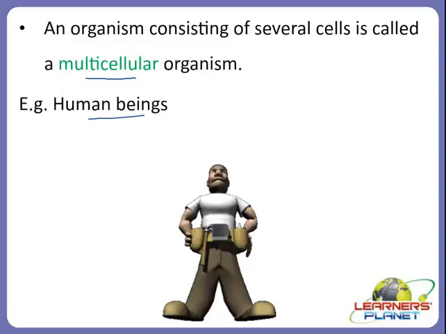Human beings are the best example to explain a multicellular organism, because human beings are also made up of several cells, as well as plants and animals. So these are unicellular and multicellular organisms. Always remember that there are organisms that are made up of one cell or more than one cell, and they are divided accordingly. So here we discussed the structural organization.